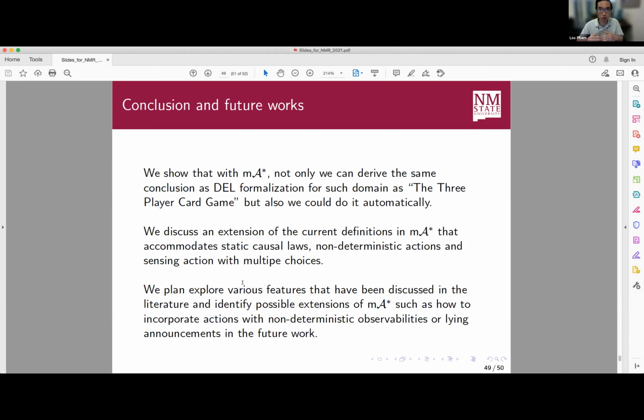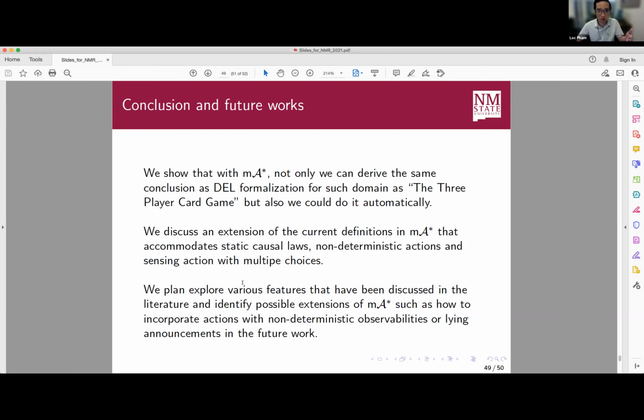We saw that using MI star in this domain, we not only can derive the same conclusion as the dynamic epistemic logic approach, but we can also do it automatically, which can help us a lot in the planning phase. We also discussed an extension of the current definition in MI star that can handle statistical laws, non-deterministic actions, or sensing actions with multiple choices.